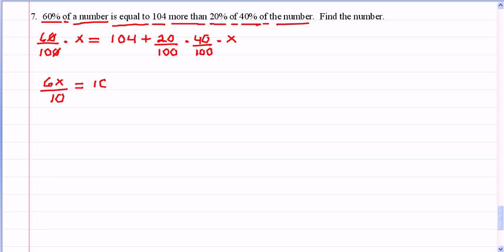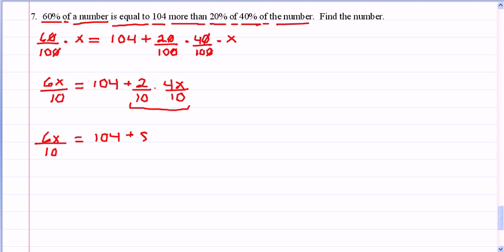equals 104 plus, these zeros cancel, so that I have 2 over 10 times 4x over 10. And if I multiply these two fractions together next, I get 8x over 100. So this problem is looking a little bit better.